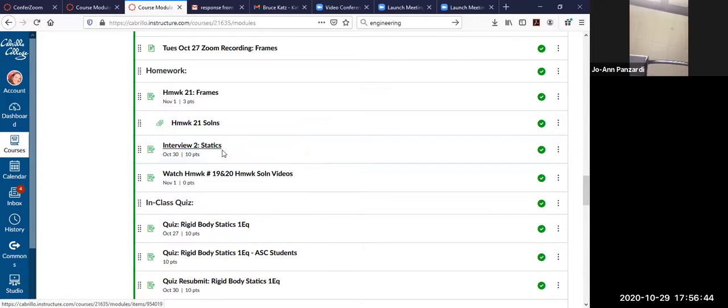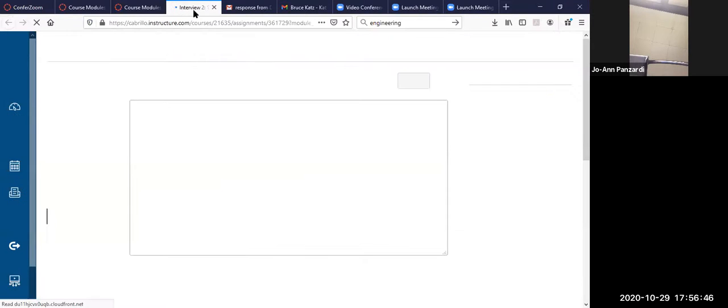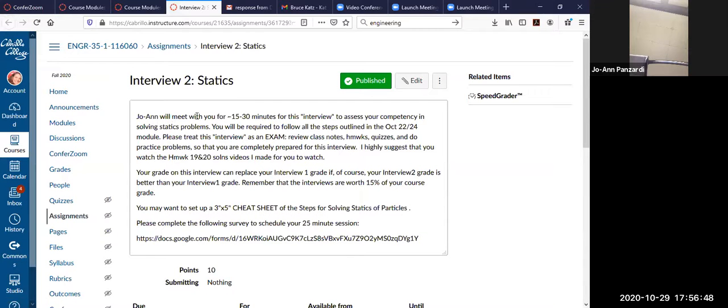So I'm going to open this up because I tried to be specific this time. It says, Joanne will meet with you for 15 to 30 minutes for this interview to assess your competency in solving statics problems. So the problems might be statics of particles. It might be statics of rigid bodies. Notice that the pulley in the frame was actually a statics of particles problem. No, it wasn't. It's a rigid body problem.